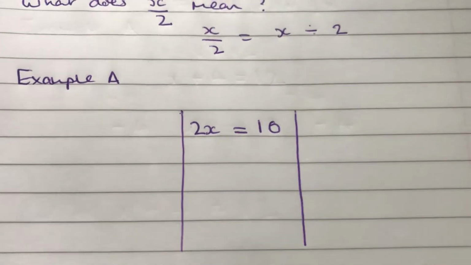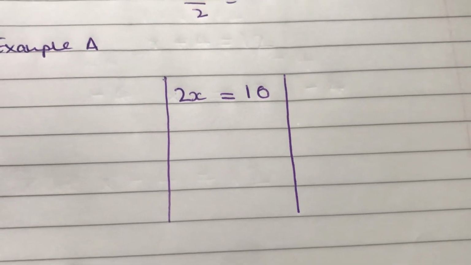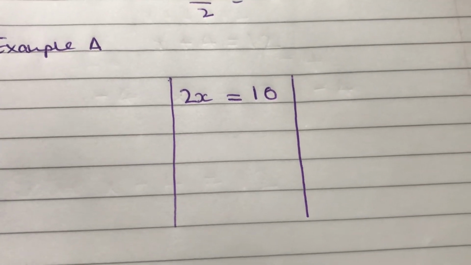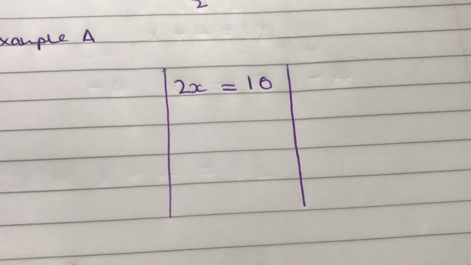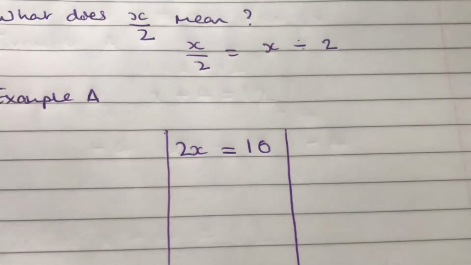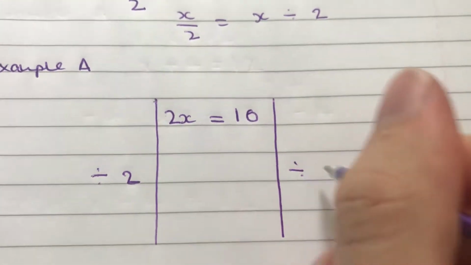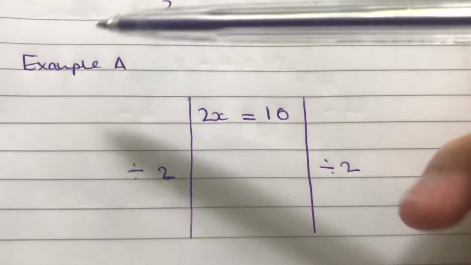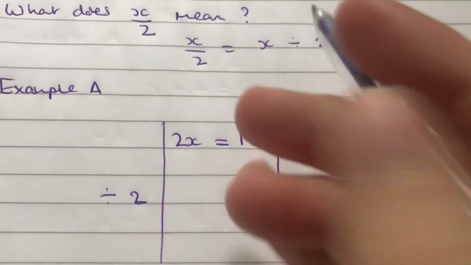What is the inverse of multiplying by 2? The inverse of multiplication is division. So the inverse of multiplying x by 2 to get 2x is dividing by 2. If we do it to this side, what do we need to do to this side? We need to do it to both sides. That's why we draw our funnel. Whatever we do to this side, we have to do to this side. So 2x divided by 2 is just x.